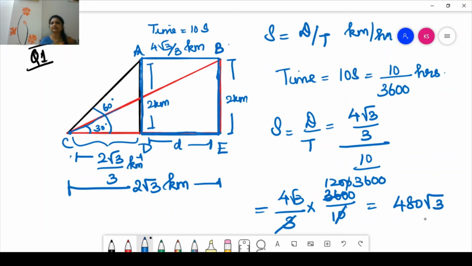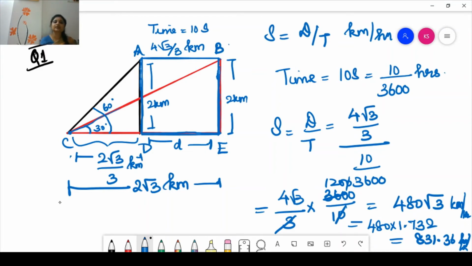You can leave it as a surd like this. This is kilometer per hour. Or if you want to express it as decimals, you need to multiply it with 1.732. I always suggest that you remember root 2, root 3 and root 5 values for easy and swift calculations, so that you don't need to check the tables for such simple values. So it's 831.36 kilometer per hour. So this is our answer.